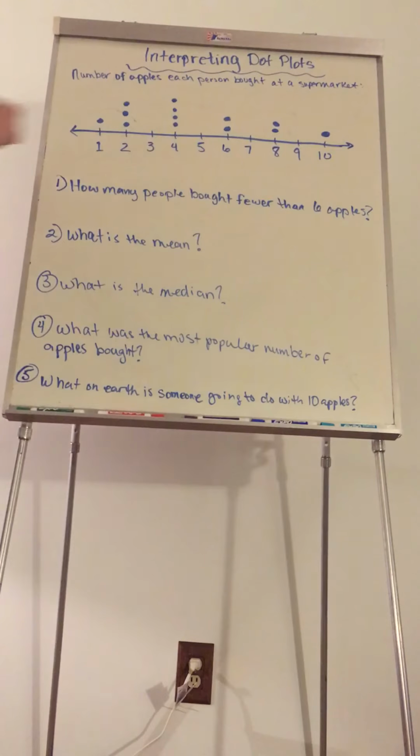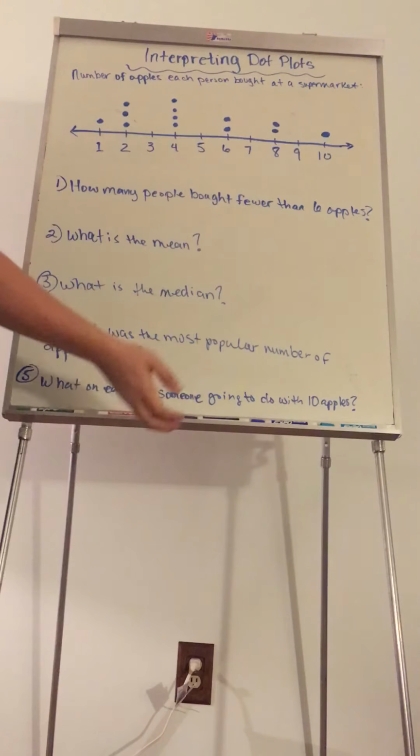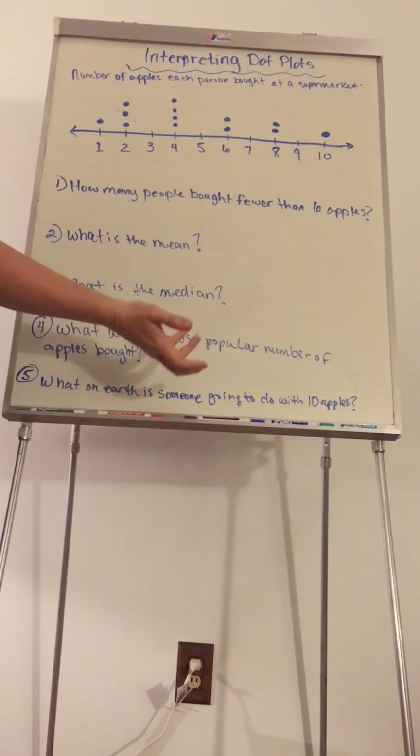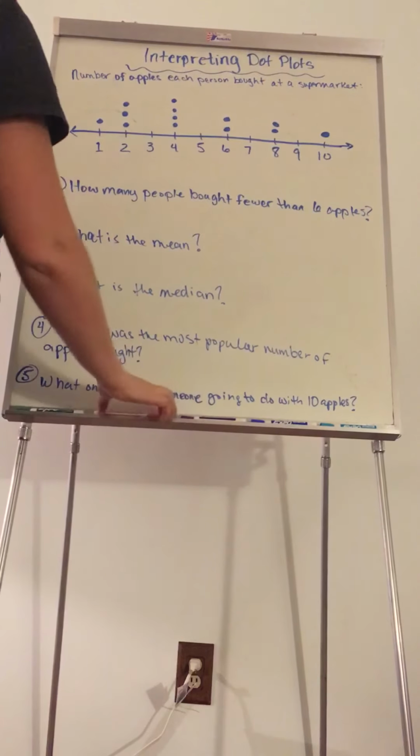So we have this dot plot here. It says the number of apples each person bought at a supermarket, I guess on a day, okay? So it asks us how many people bought fewer than 6 apples. Okay, well, this is the number of apples. We say, okay, fewer than 6. Fewer than does not mean it includes 6, so I have to do less than 6. So I count how many people bought less than 6 apples. And we have 1, 2, 3, 4, 5, 6, 7, 8 data points below that. So the answer is 8.